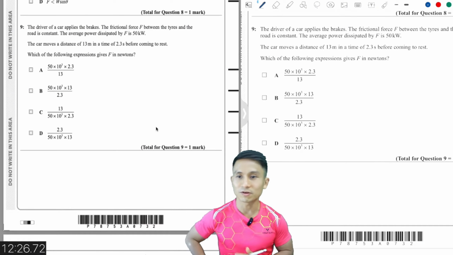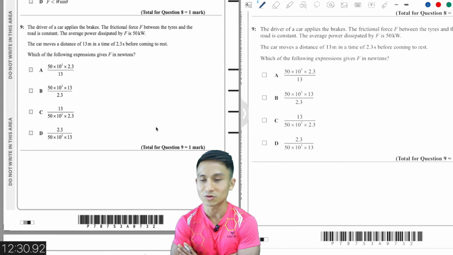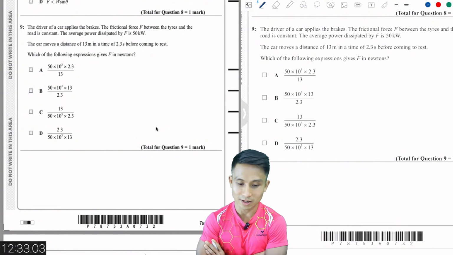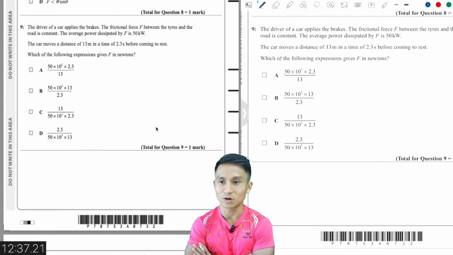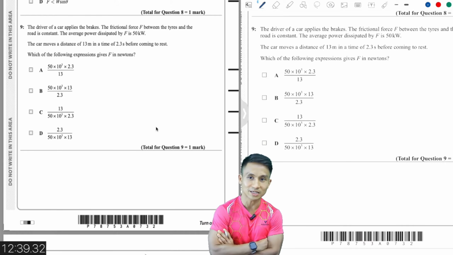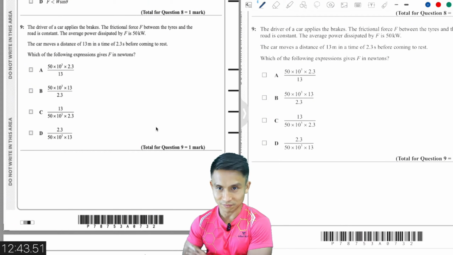Number 9. The driver of a car applies the brakes. The frictional force F between the tires and the road is constant. The average power dissipated by F is 50 kilowatts. The car moves a distance of 13 in time 2.3 before coming to rest. Which of the following expressions gives F?